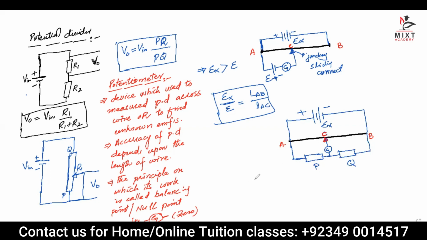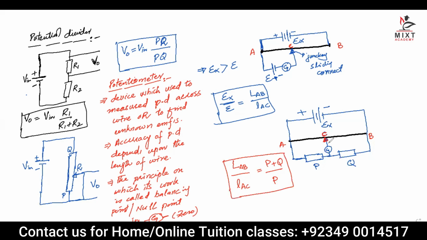Now, how will you write the formula for such a circuit? The whole length, which is AB, is for the total resistance, that is P plus Q. And the small length AC is for only the resistance P. And you get the formula.